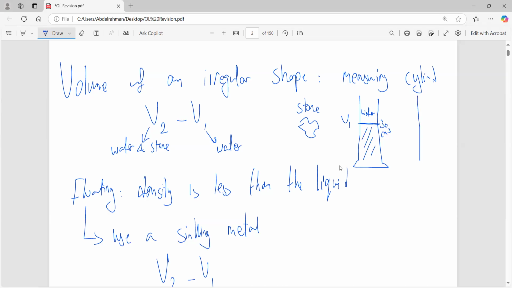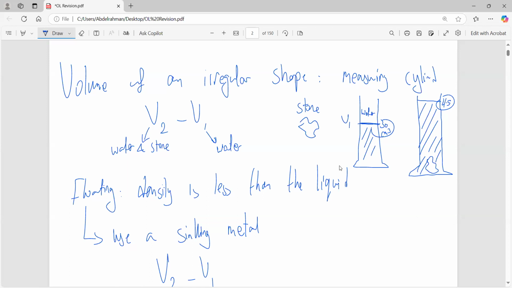And then I will add the piece of stone. So what will happen to the level of the water? It will increase. For example, instead of being 30, it will be 45. Why? Because I added the piece of stone, so the volume increased. How can I find the volume of the stone now? V2 minus V1, which is 45 minus 30, so it's 15 centimeters cubed. Whenever you're finding a volume inside the measuring cylinder, the unit is always in centimeters cubed.